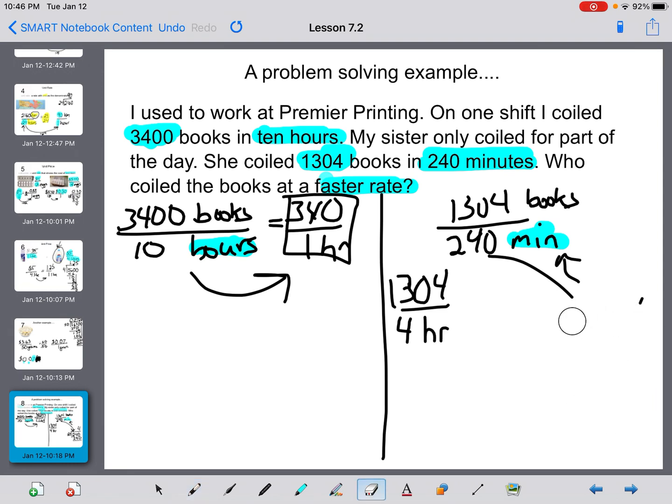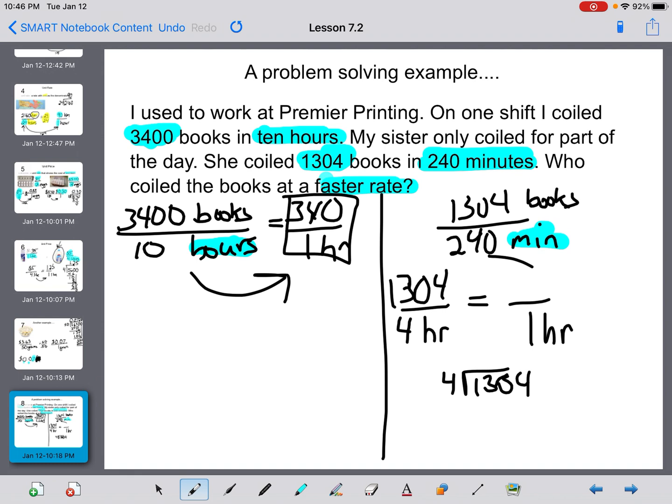Now the reason that's helpful for me is that now I can find her unit rate by dividing by 4 on each side. So I get 1 hour. And then I can do some long division. Long division is very annoying to do on an iPad because you run out of room very quickly. But we should get, let's see if I can squeeze it in. We get 326. So she did 326 books.